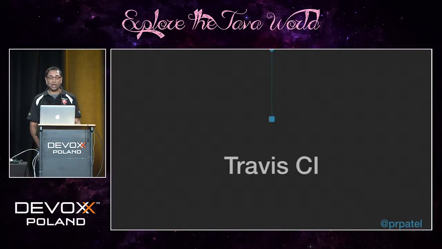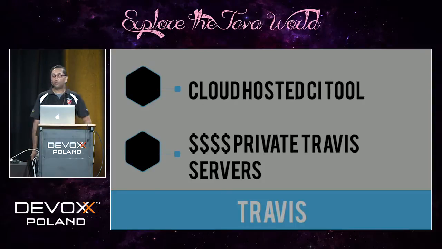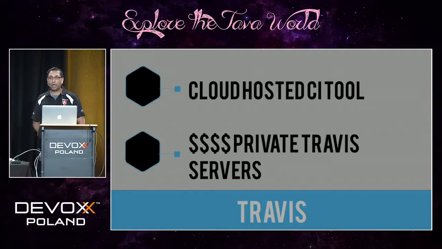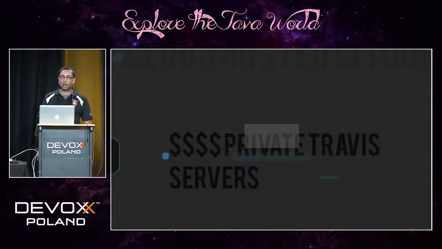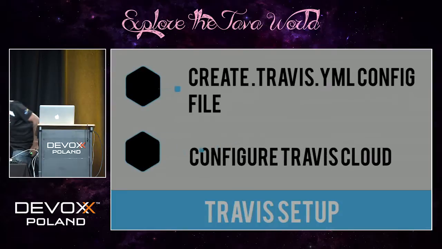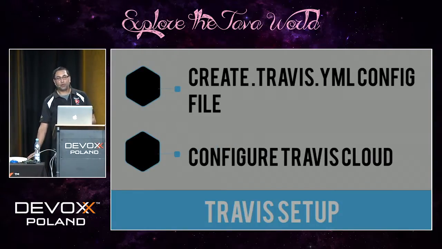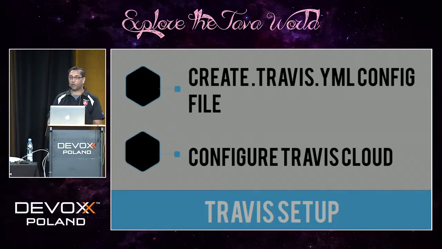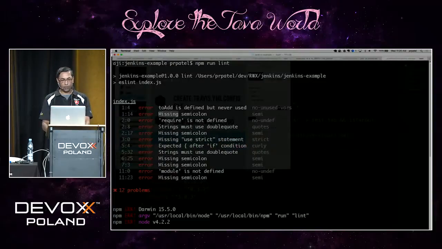Travis is essentially a cloud-based tool that does continuous integration for all sorts of different projects. It is based in the cloud, but we can run Travis on our own servers if we want, but that is not free, unfortunately. You have to pay for that. So what we do to create a Travis project is we create a .travis.yml configuration file, and then we configure Travis in the cloud. So if we drop down into our project real quick.